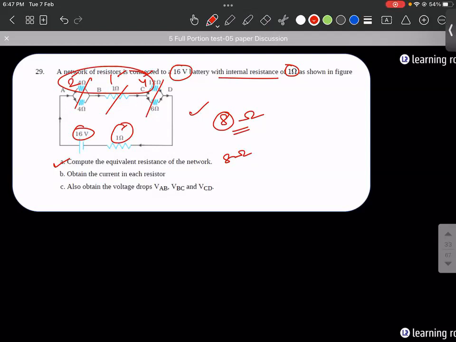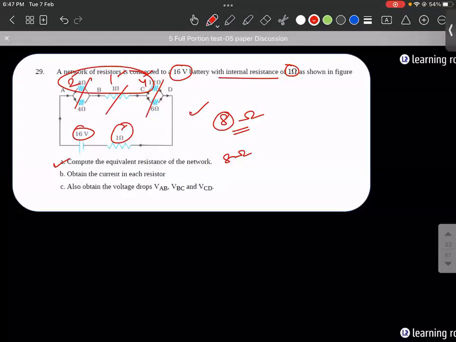That is also part of the circuit only, no? It will be 8. Sir, so we will take the internal resistance into account. Yeah, you can. You need to actually. In a network, the battery resistance is also included. Read the question: calculate the equivalent resistance of the network. The battery is a part of it. No. So, battery resistance. Obtain the current in each resistor.